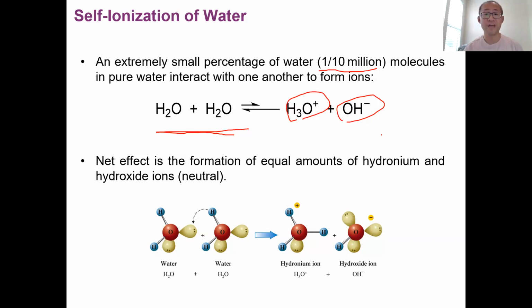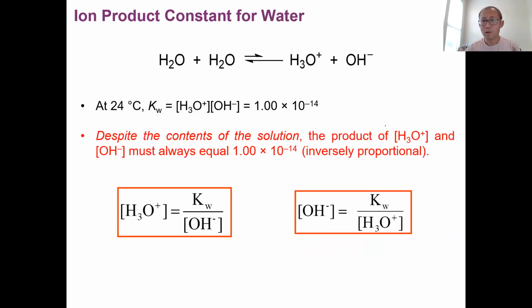Because the amounts of hydronium ion and hydroxide ions are equal, the water is still considered neutral. Still considered neutral, but it does happen. Now, what's more important is that this process of self-ionization not only happens in pure water, but also in any solution that contains water as the solvent.